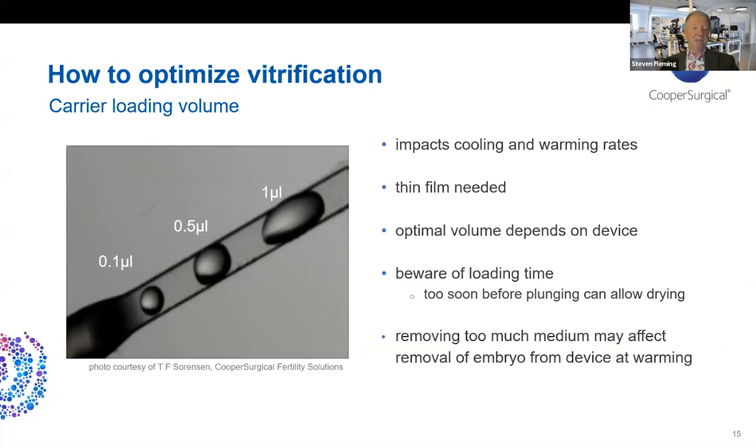Alternatively, you can pipette out known volumes onto your carrier at a known magnification onto your dissecting microscope and just get an eye for what is the right volume. So you probably want to be aiming for somewhere in the range of 0.1 to 0.5 microliters. And if you pipette out too much medium, you can always aspirate the excess away, leaving a thin film surrounding the material that you're trying to vitrify.